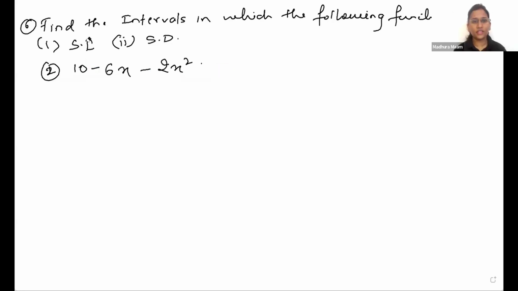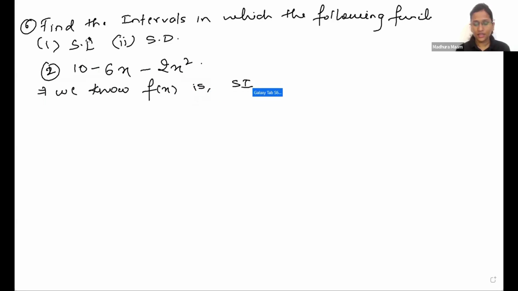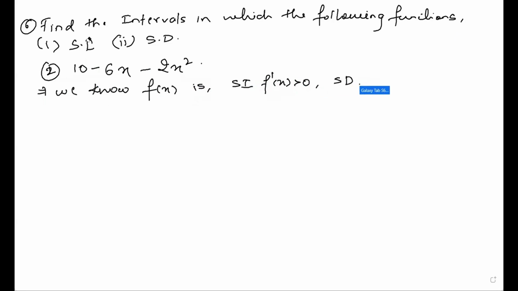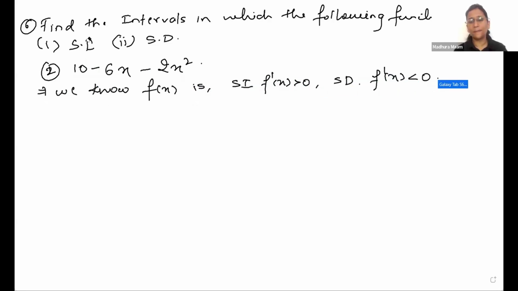Here I have to find the intervals in which this function is strictly increasing and strictly decreasing. First and foremost, we know that any function f of x is strictly increasing if f dash of x is greater than 0, and strictly decreasing if f dash of x is strictly less than 0. For this, we first need f dash. So write your function as f of x. They have not labeled it, and whenever it is not labeled, you have to label it. So this is f of x.